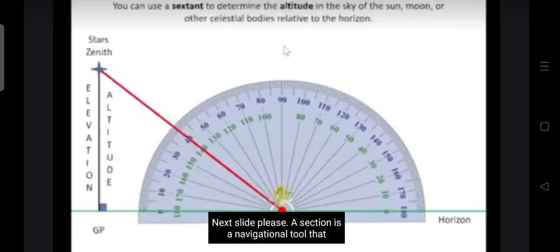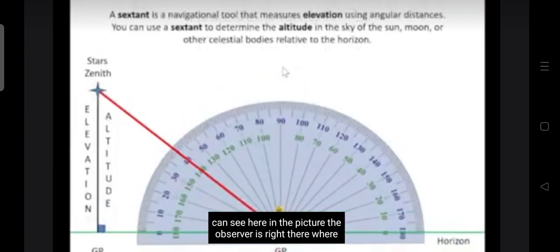Next slide, please. A sextant is a navigational tool that measures elevation using angular distances. You can use a sextant to determine the altitude in the sky of the sun, moon, or other celestial bodies relative to the horizon. As you can see here in the picture, the observer is right there where the vertex would be. So he's got a GP. And then the star is over there, and it's got a GP directly over there somewhere. And there's your horizon line, the green. And it's an elevation angle. And it only works with a flat baseline. Next.